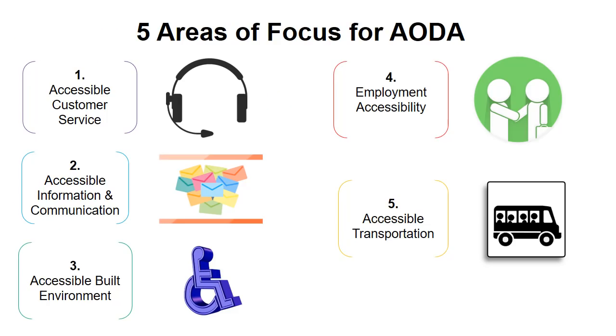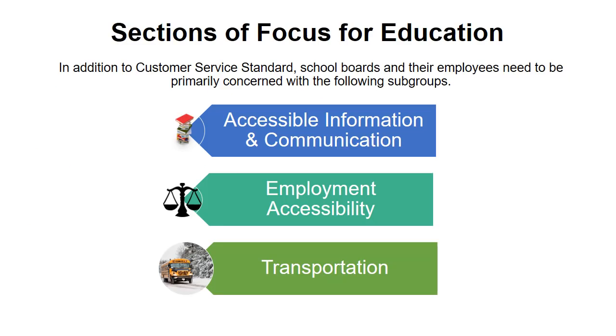Five areas of focus for AODA: accessible customer service, accessible information and communications, accessible built environment, employment accessibility, and accessible transportation. Sections of focus for education. In addition to the customer service standard, school boards and their employees need to be primarily concerned with the following subgroups: accessible information and communication, employment accessibility, and transportation.